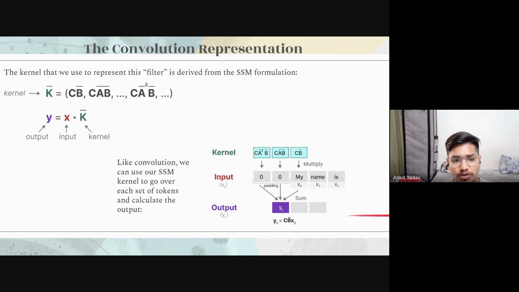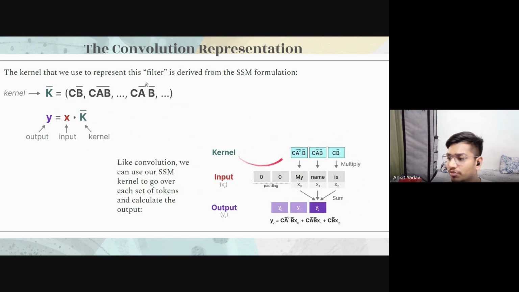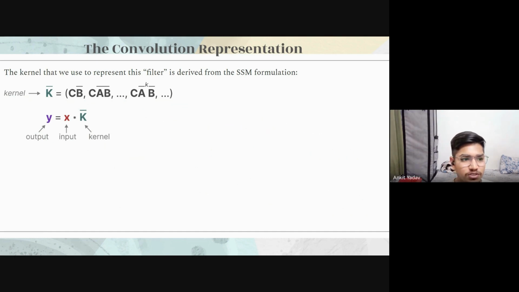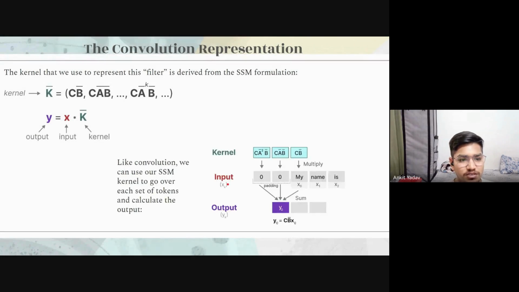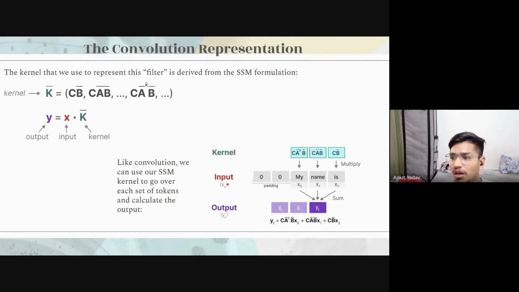It will produce some output. It will take these three words. It will produce some output, and this is how this kernel will go over the time. Similarly, I think in case of convolution also this thing happens. This filter will move over the time, and that's how the new output is produced. And similarly, this is done in case of text also.